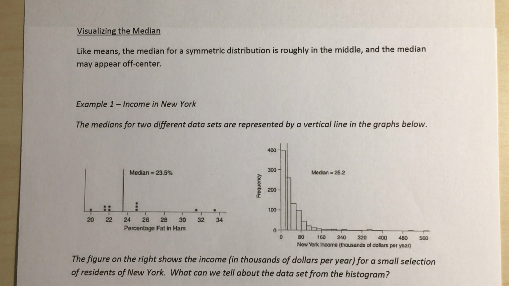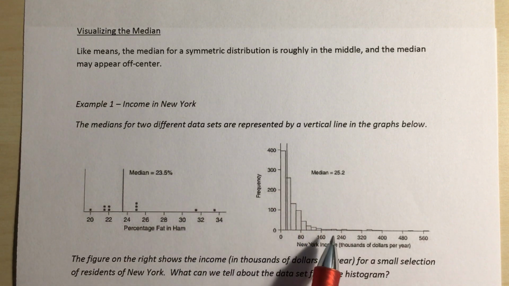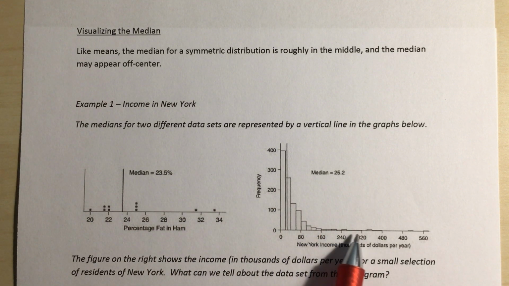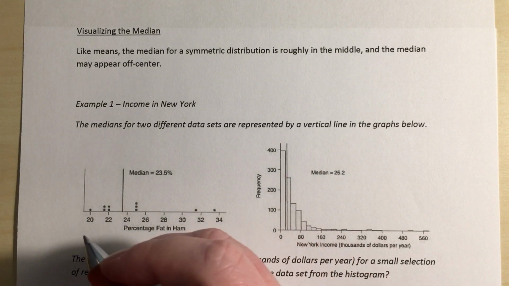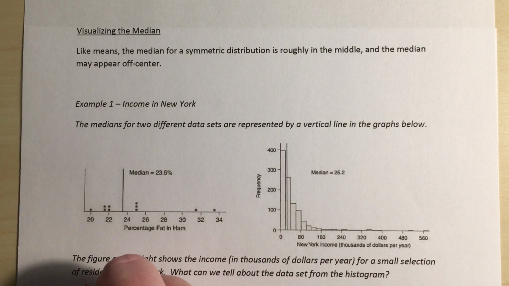The figure on the right shows the income in thousands of dollars per year for a small selection of residents in New York. What can we tell about the data set from this histogram? We're just going to focus on this one here. In this case, it looks like we have a very tiny tail down here. We do have some vertical bars for our frequency. So we are going to start by saying it looks skewed right.